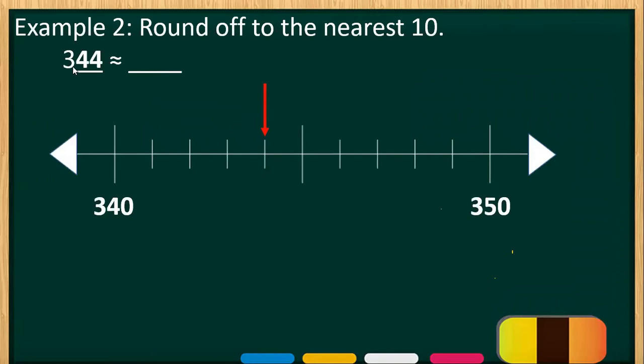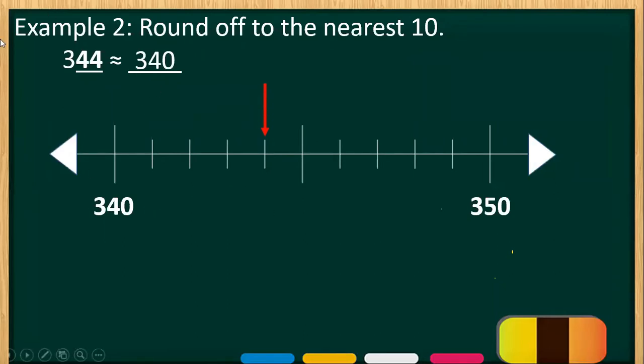The number is 344. The underlined number is in the tens place. So if we round off 344 to the nearest 10, what is the correct answer? Is it 340 or 350? Look at the red arrow, that is 344. 340. Wow, very good grade 4. You're very good in math.